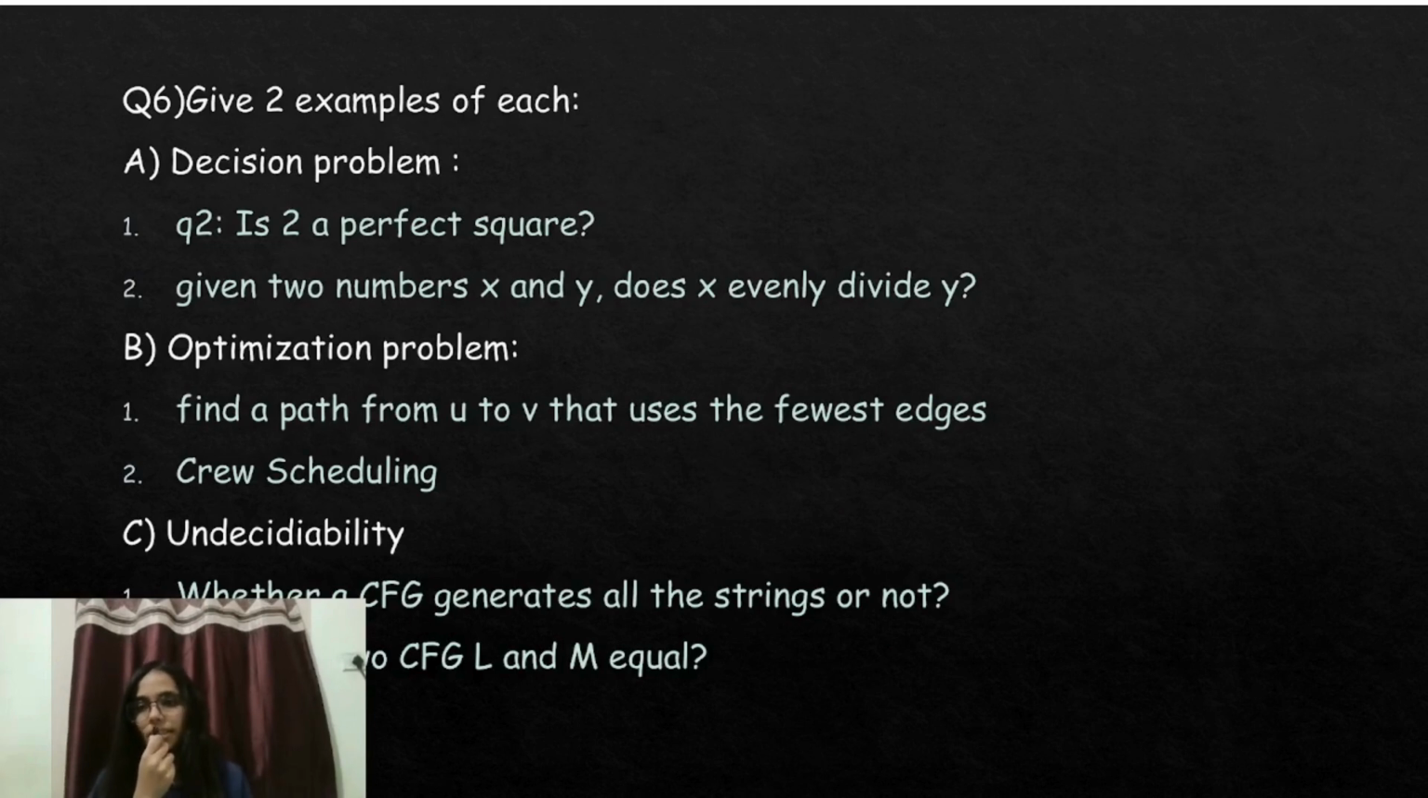Okay, now we have question number 6. Give two examples of each. The first sub part is decision problem. The decision problems are the problems which can be solved by giving a decision to the problem.